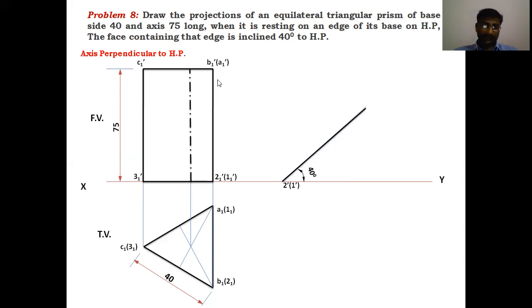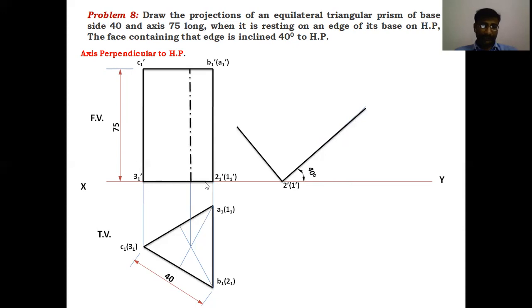This is the straight edge. How much is the straight edge length? That is 75 mm. From this, draw the 75 mm line on that inclined line, and draw that perpendicular to that straight edge. Perpendicular to that straight edge, this base length is equal to this base length.